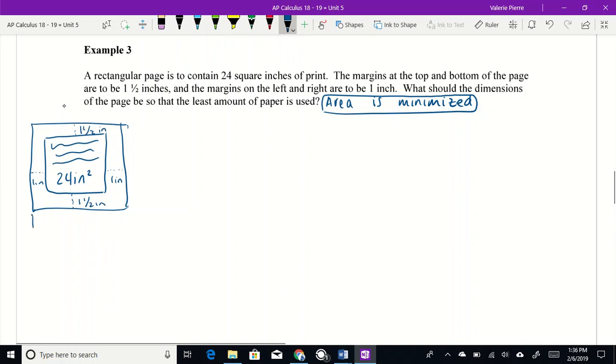We want to know the dimensions of the entire page. So if I label this inside page where the text is just X by Y, then the length of the entire page will be X plus 1/2 plus 1.5. So we have X plus 3. And the width of the page will be Y plus 1 plus 1. So Y plus 2.